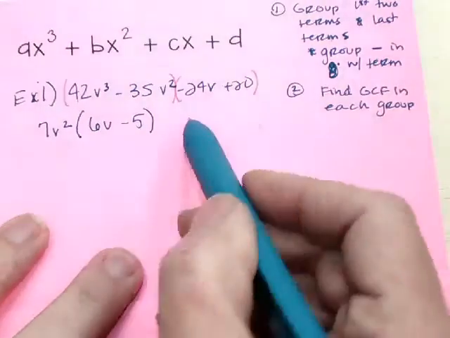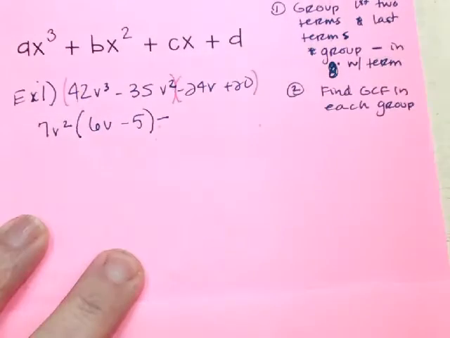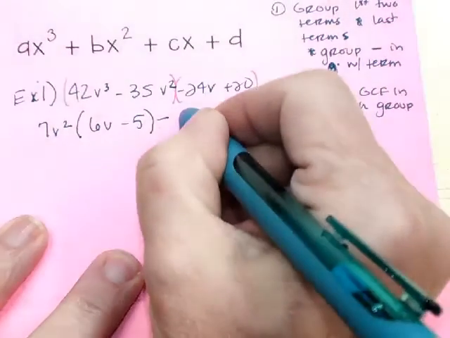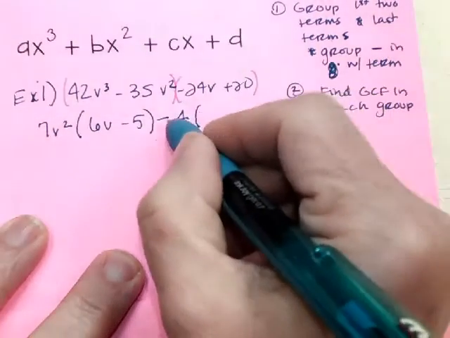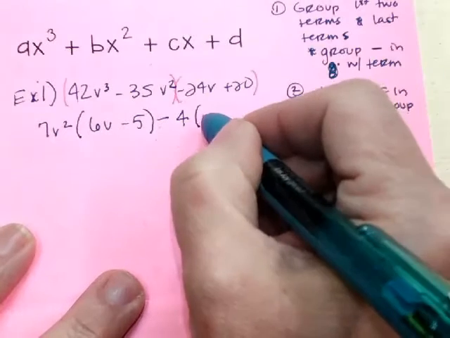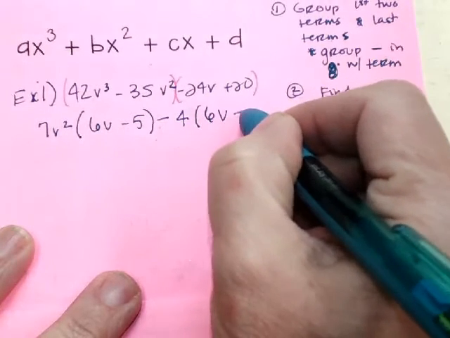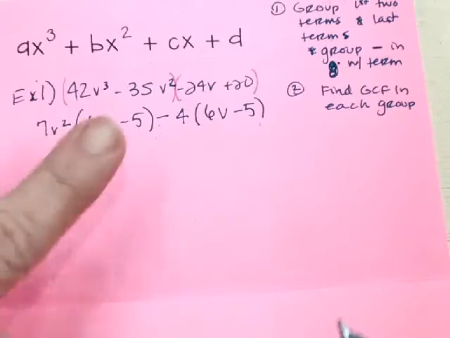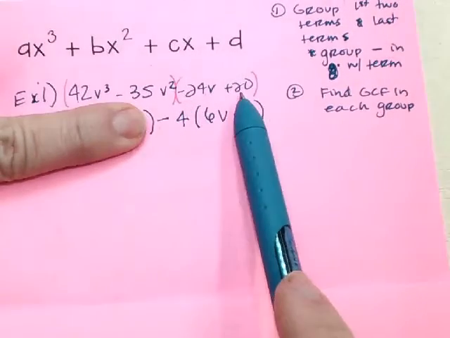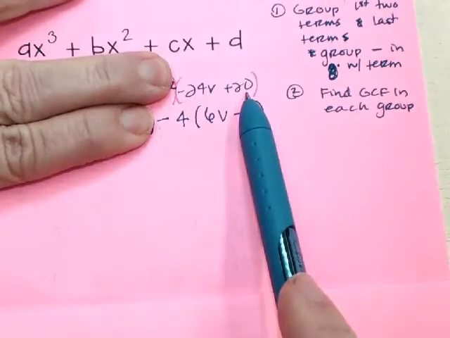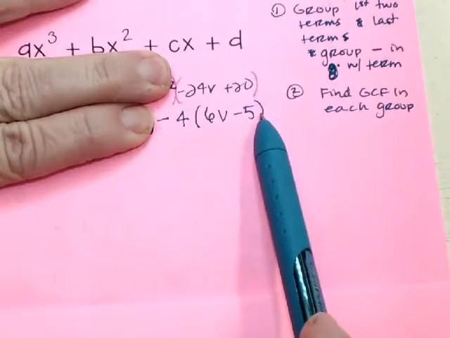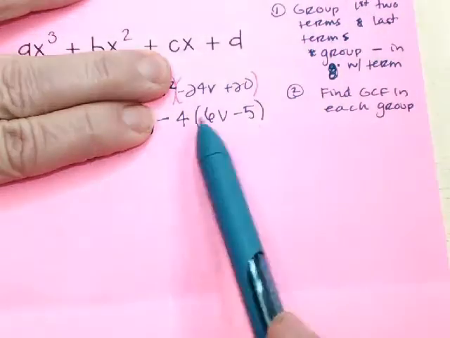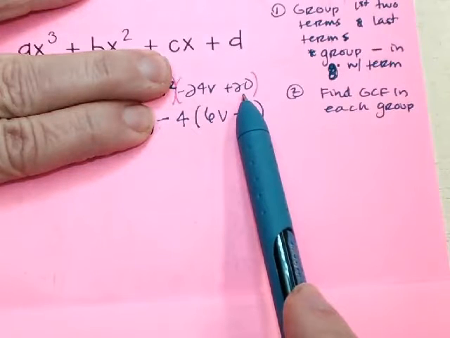In this group, now that's a negative 24v plus 20. So I'm going to take out that negative. Go ahead and write it down that you're taking out a negative. 24v and 20 have a 4 in common. If I take out a negative, it's changing the signs, so that's going to leave me with a positive 6v minus 5. Stop and look at that and make sure you understand what I did. I factored out a negative 4, and that left me with 6v minus 5. Check it. That's going to give me negative 24v when I multiply. If I multiply here, I'm going to get a positive 20.